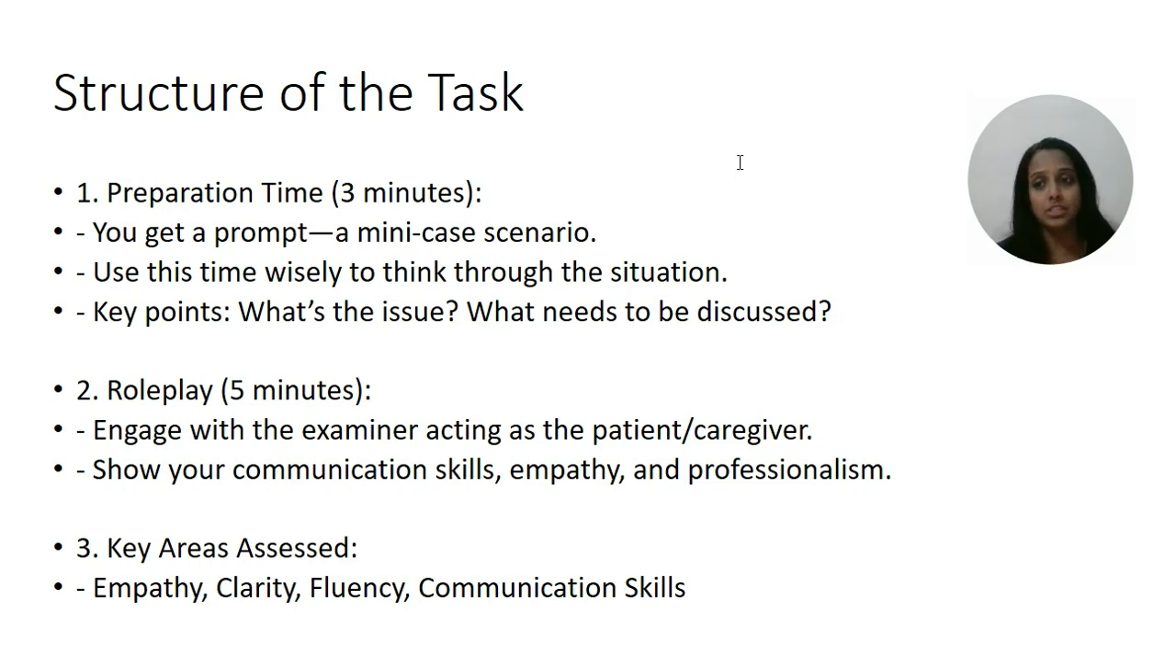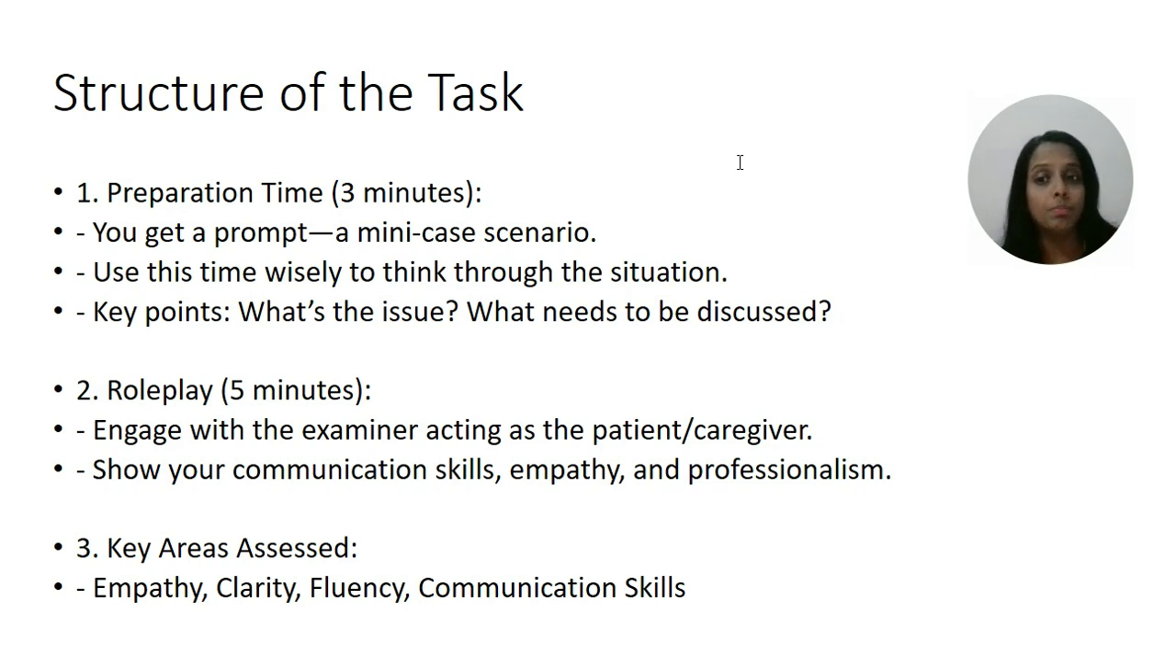What typically happens here? You will have a preparation time of 3 minutes where you will get a prompt, just like a mini case scenario, and you get 3 minutes to prepare. So take a breath, use this time wisely to think through the situation. What's the key issue? What needs to be discussed? What will you say to make sure the patient feels heard and comfortable? All these things need to be taken into consideration.